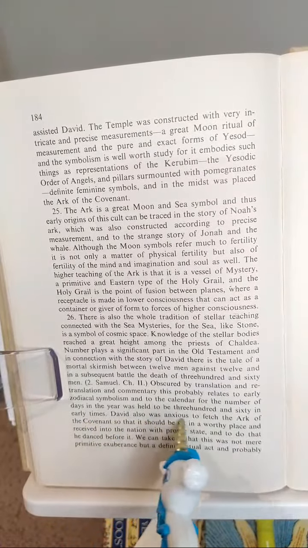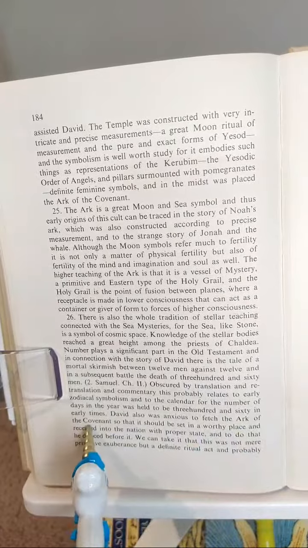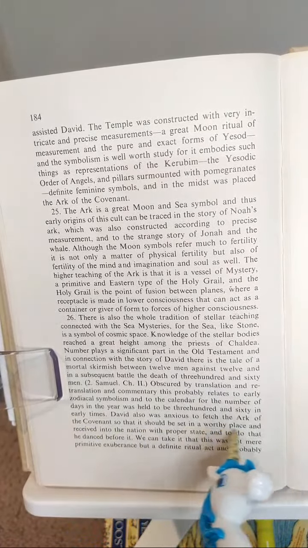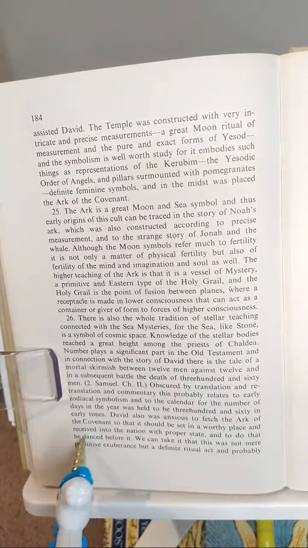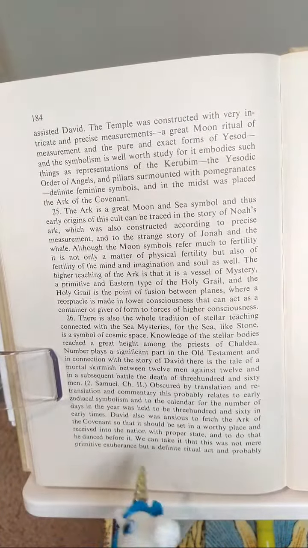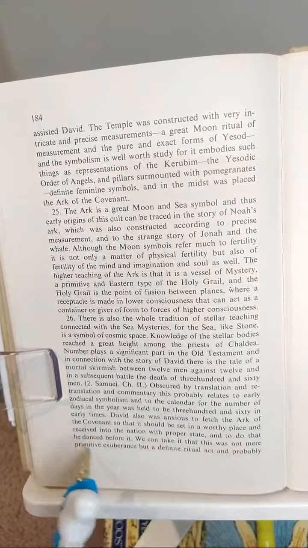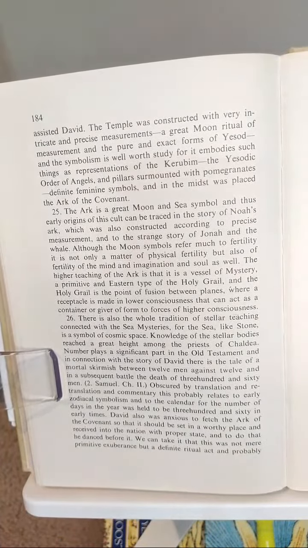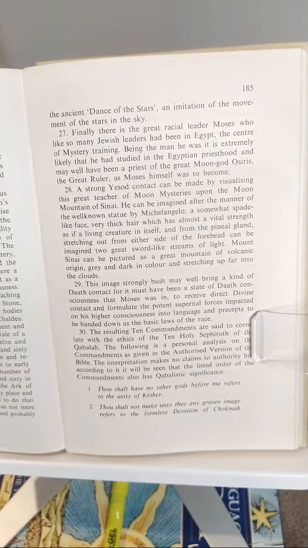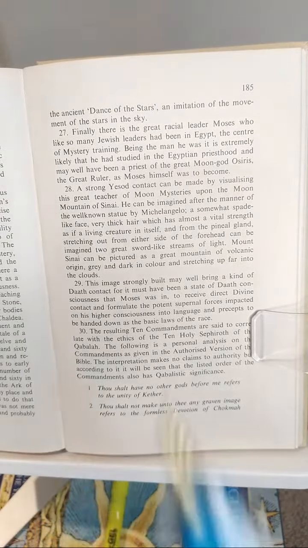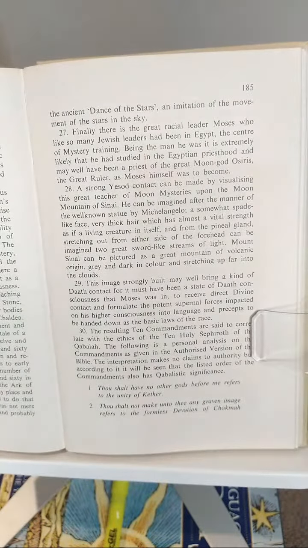David also was anxious to fetch the Ark of the Covenant so that it should be set in a worthy place and received into the nation with proper state, and to do that he danced before it. We can take that this was not mere primitive exuberance, but a definite ritual act, and probably the ancient dance of the stars, and an imitation of the movement of the stars in the sky.